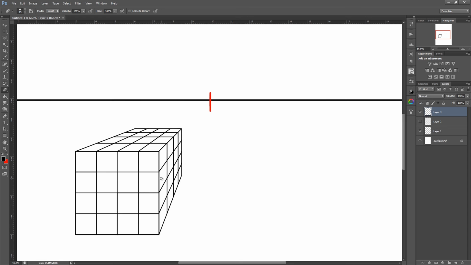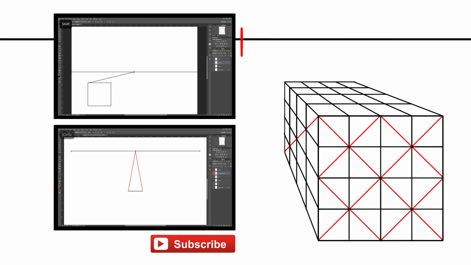Again, I know perspective can be a bit boring, but it is important, so it's worthwhile learning, and hopefully I've explained it clear enough.